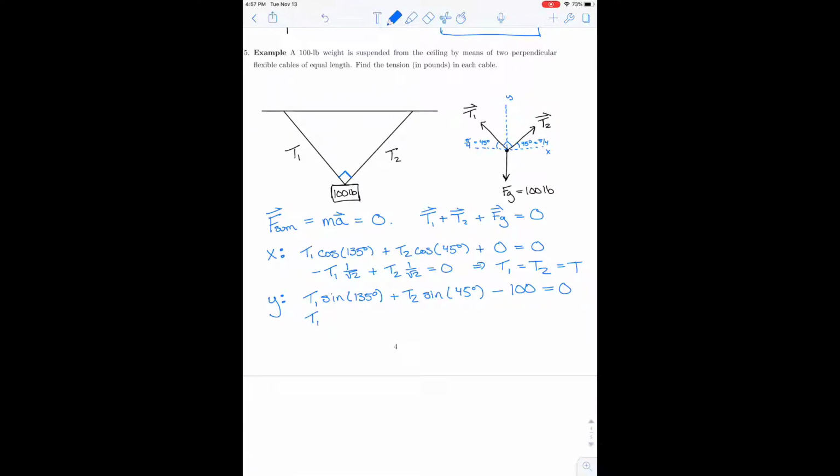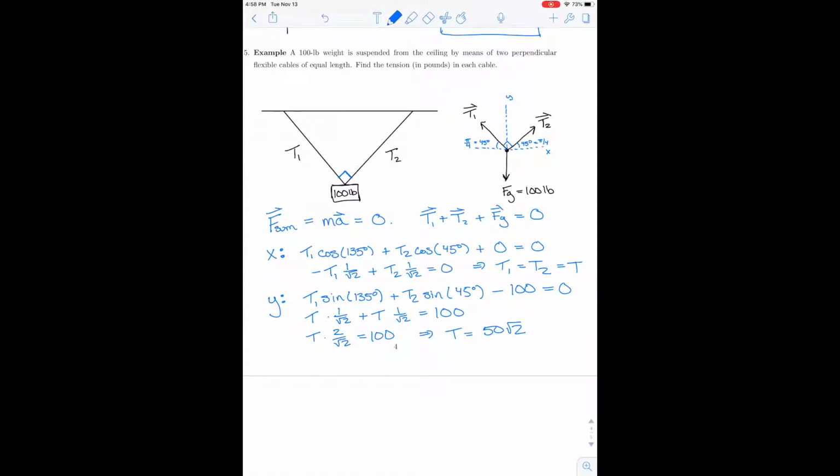Okay, so the sine of 135 degrees is 1 over square root of 2. And the sine of 45 degrees is 1 over square root of 2. And we're going to move the 100 over to the other side. I'm going to remember that T1 and T2 are the same here, so I'm going to get rid of the T1 and the T2. So we see that T times 2 over square root of 2 equals 100. So T must be 50 times the square root of 2.